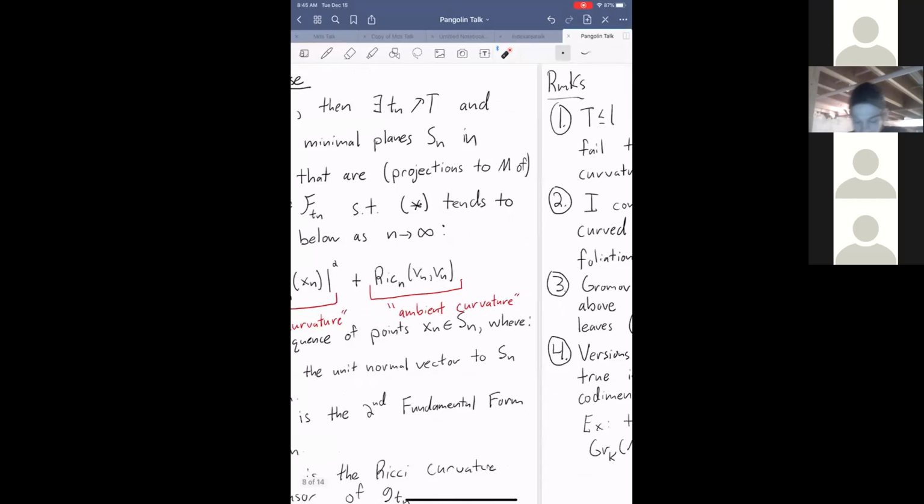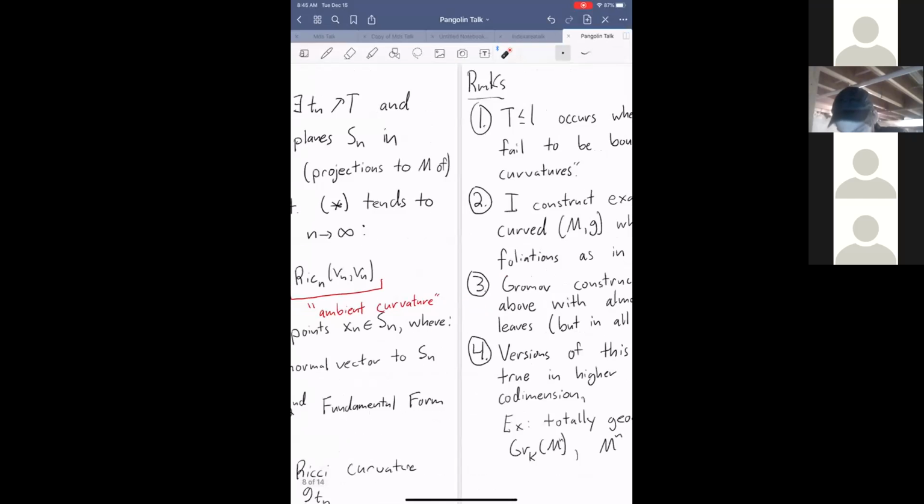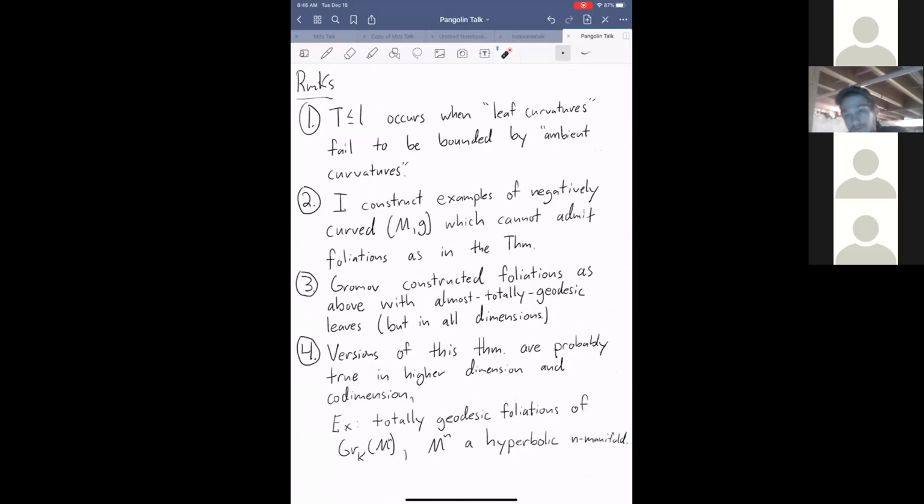And I guess I would say that my work grew out of trying to understand or find a simpler proof of what Gromov did in the case of dimension 3. And so in dimension 3, you can get a larger neighborhood of the constant negative curvature hyperbolic metric for which you have these foliations. But the thing that Gromov does works in all dimensions.